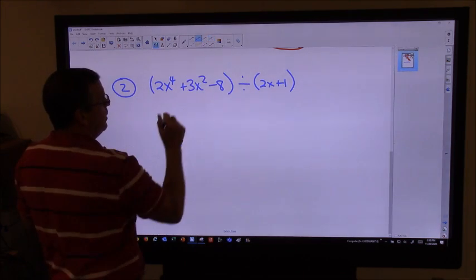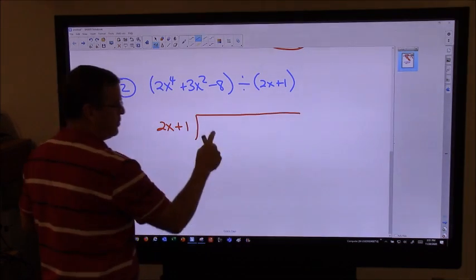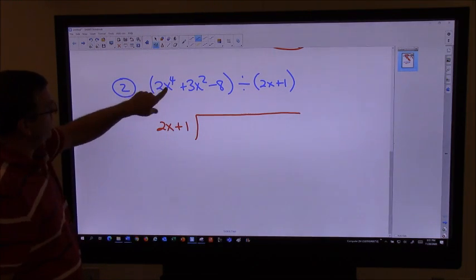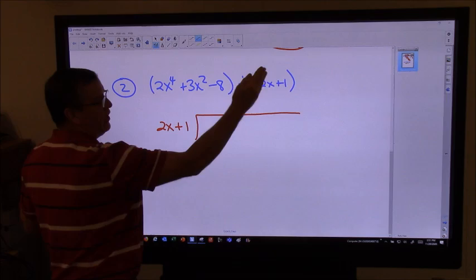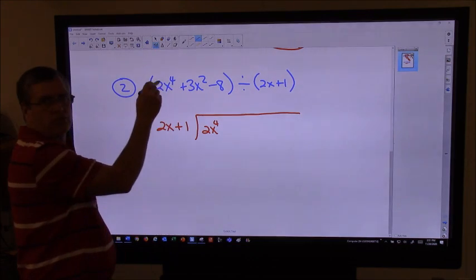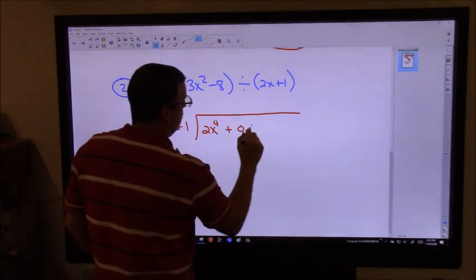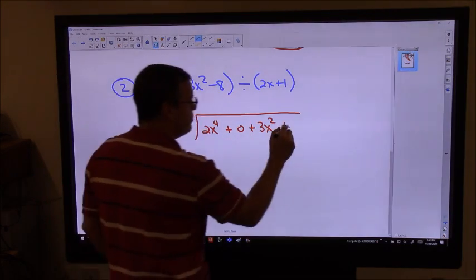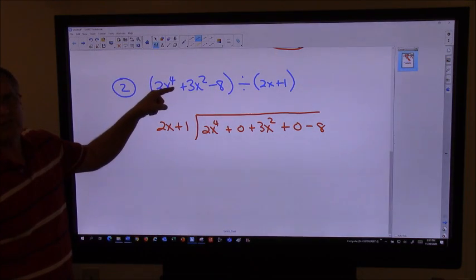All right, so I should write this down as we're dividing by 2x plus 1. The proper way to say this is whatever's inside here, I say that first, and then divided by this. But I got to be careful when I write this down. Once you start with a certain exponent, you need to have something for every exponent on down. All right? So we're going to have 2x to the 4th. There is no x cubed term, so I'm going to put plus 0 in there, just as a placeholder. And then plus 3x squared. And then plus, there is no x term, so another 0. And then minus 8. That's the division problem that this is asking us to do.